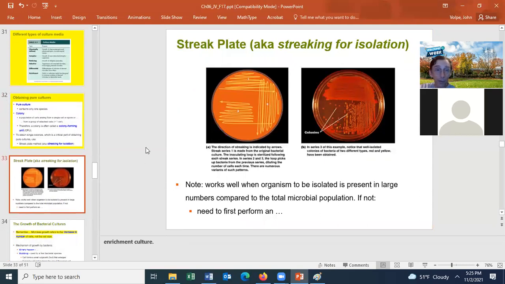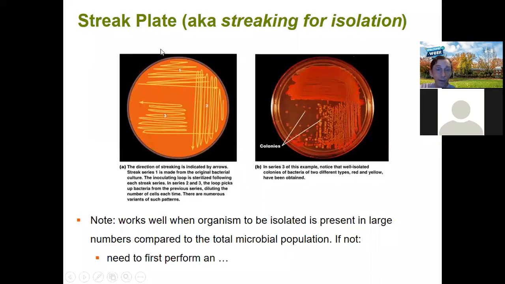This is showing you how to streak it out for colony isolation. Get your bacteria on a loop, streak it out in quadrant 1. And then set up quadrant 2, sterilize your loop, start streaking on quadrant 2, and come into quadrant 1 where it's been diluted, meaning the highest concentration of the bacteria over here, the more dilute bacteria over here.